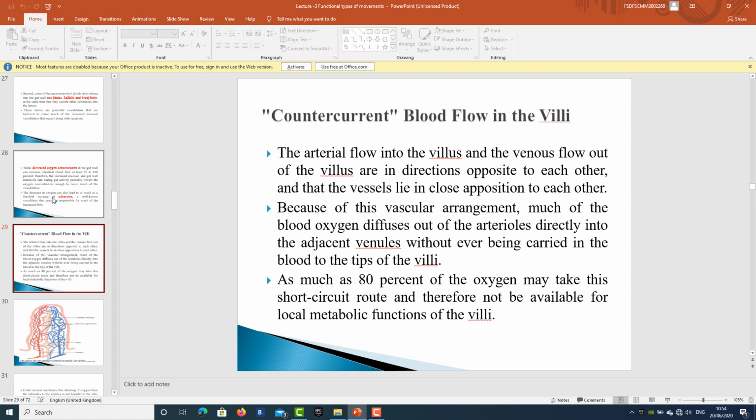Now, another term which is quite important, and what is that? The countercurrent blood flow in villi. The arterial flow into the villus and venous flow out of the villus are in directions opposite to one another, and the vessels lie in close approximation to one another.